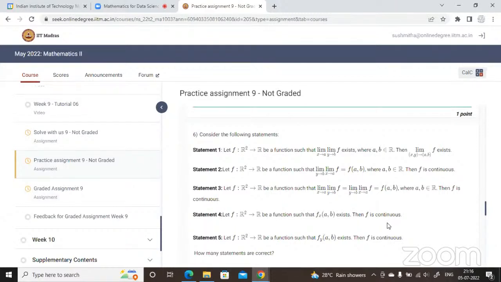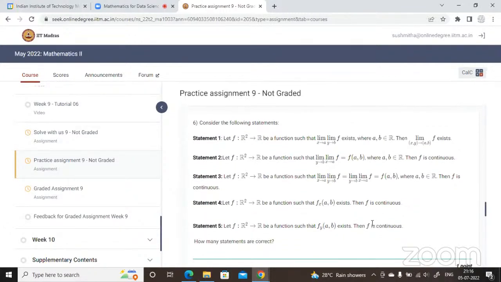Ma'am, this is what we have seen while calculating the gradient, right? We can calculate the gradient, which is the partial derivative along x and y. But that does not guarantee that the function is continuous. That we have to check using the definition.